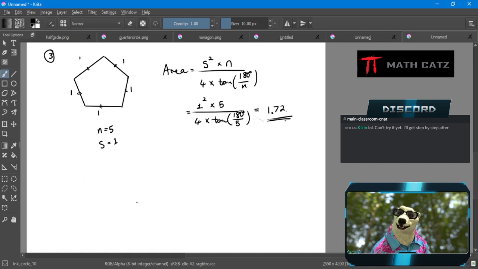Okay, so we have a way to calculate the area of a regular polygon given the side length. And there are other formulas, like if I don't have the side length, and all kinds of things. But one formula gets us the idea, and that's good enough.